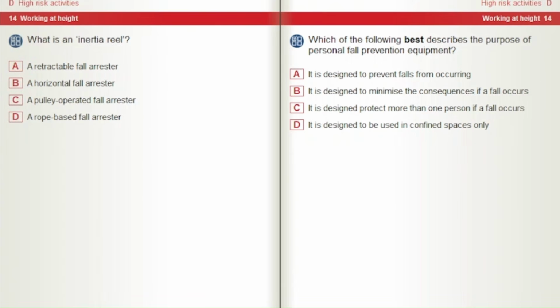Which of the following best describes the purpose of personal fall prevention equipment? It is designed to prevent falls from occurring. It is designed to minimize the consequences if a fall occurs. It is designed to protect more than one person if a fall occurs. It is designed to be used in confined spaces only.